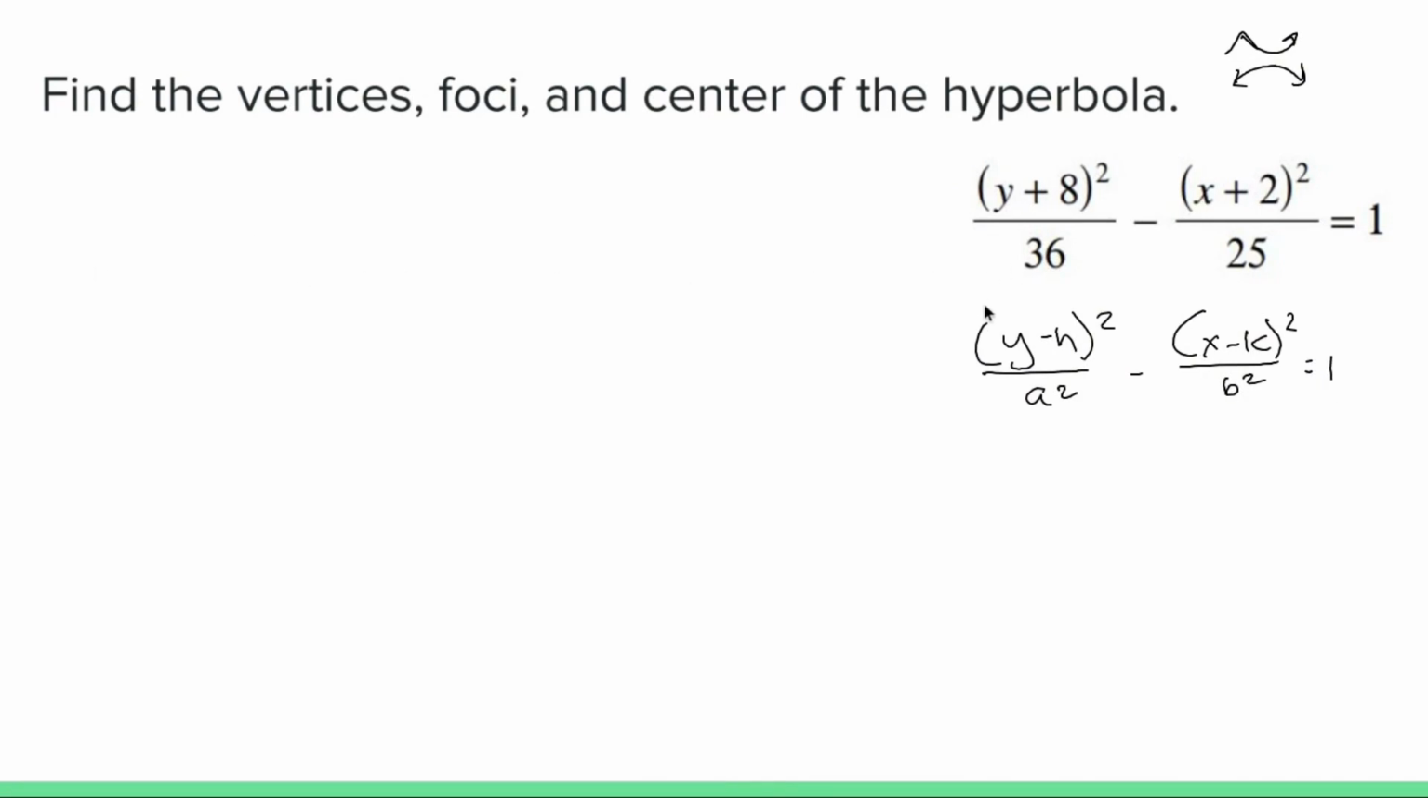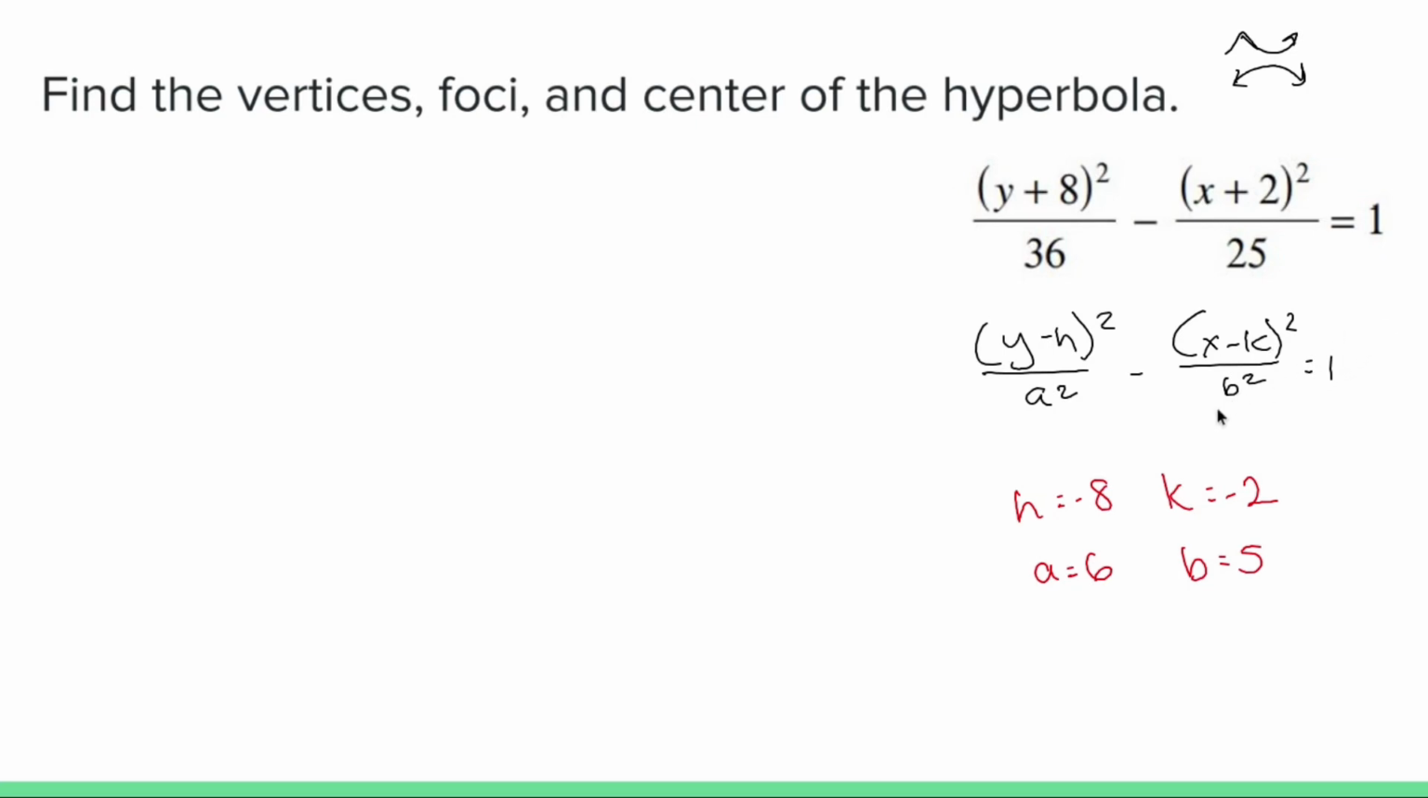Using this information, we can say that if negative h is positive 8, then positive h is negative 8. And if negative k is positive 2, then positive k is negative 2. And if a squared is 36, then a is 6. And if b squared is 25, then b is 5. All right.